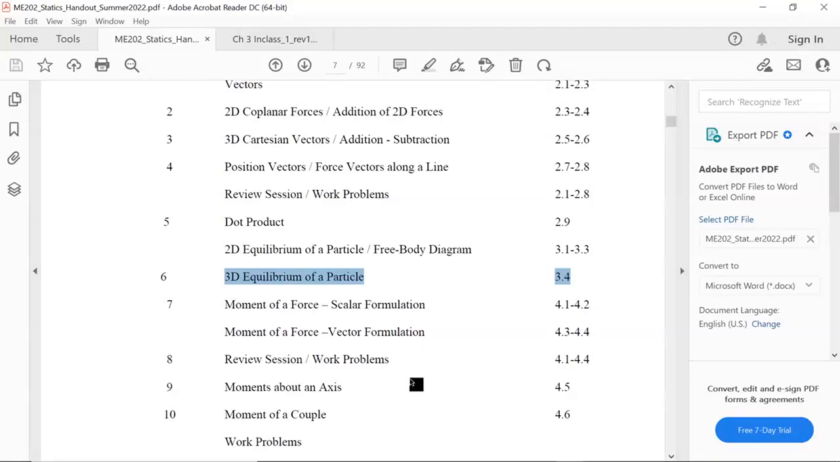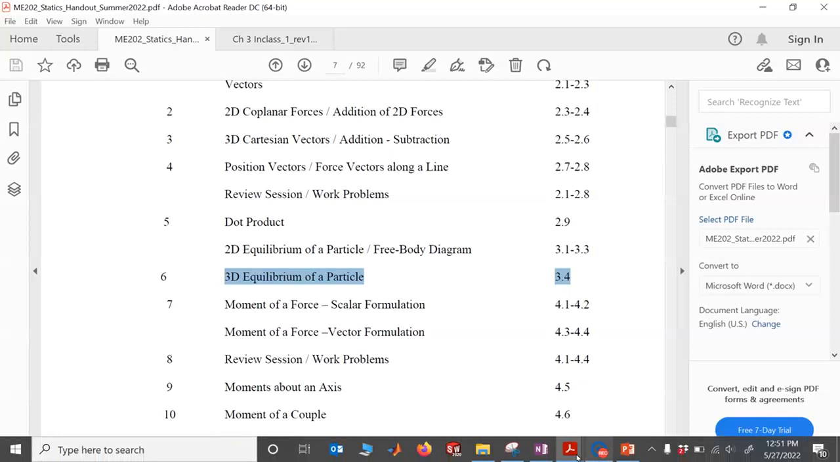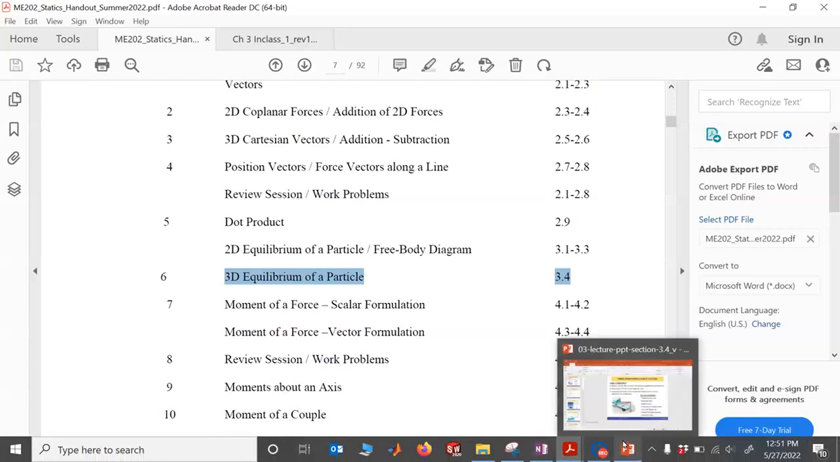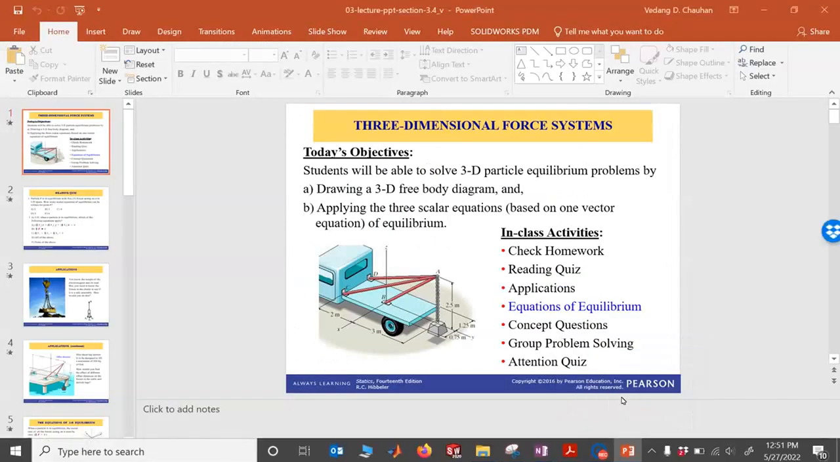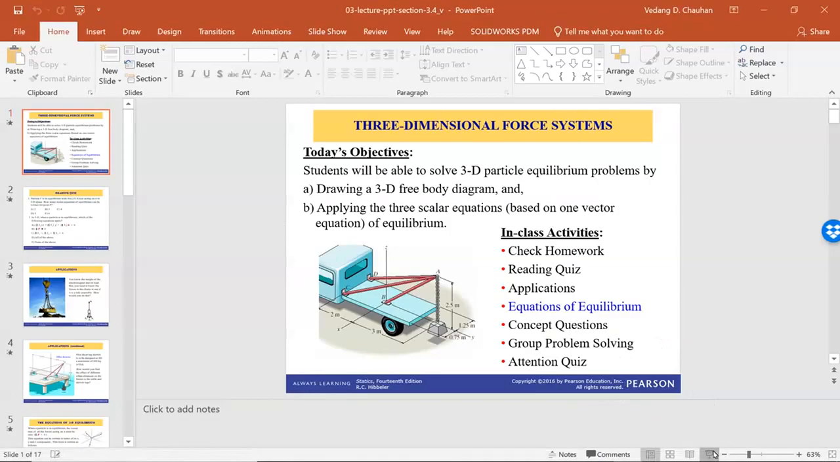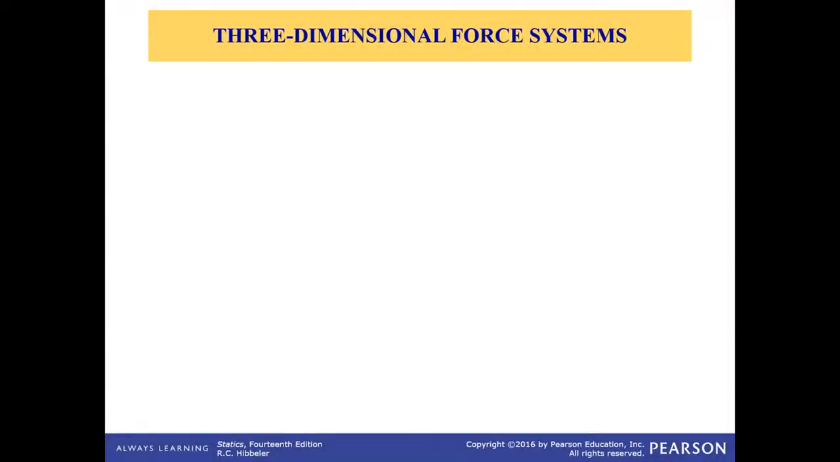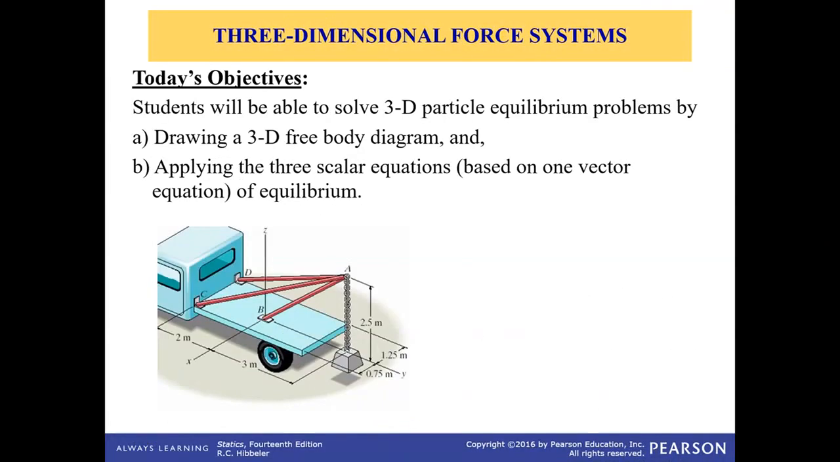In this video, we will learn about 3D equilibrium of particles, topic 3.4 from chapter 3. This is the theory portion of the video. Three-dimensional force systems. Objectives: draw a 3D free body diagram and apply the three scalar equations of equilibrium.